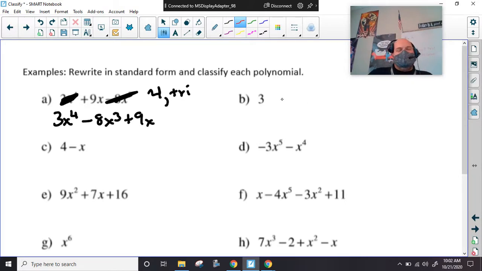All right. Now, number B, it's already in standard form. Do we have a variable at all? No. So we have a 0 degree, or constant. How many terms do we have? 1. So it's a mono, like that smooching disease, mononucleosis.